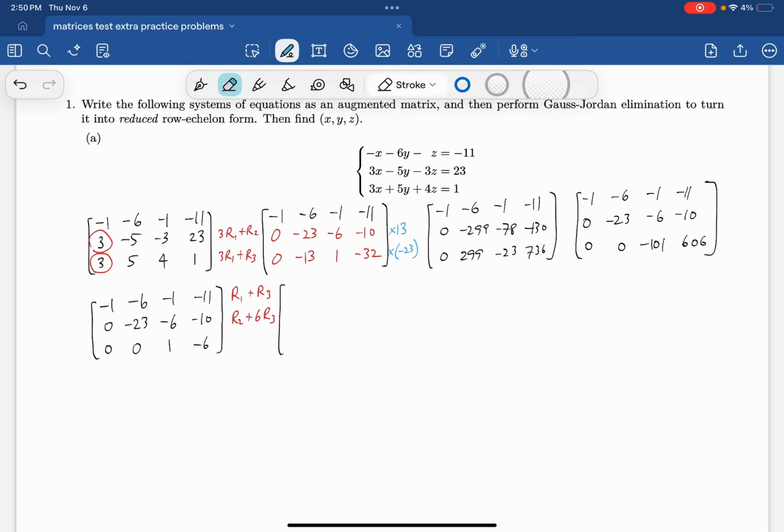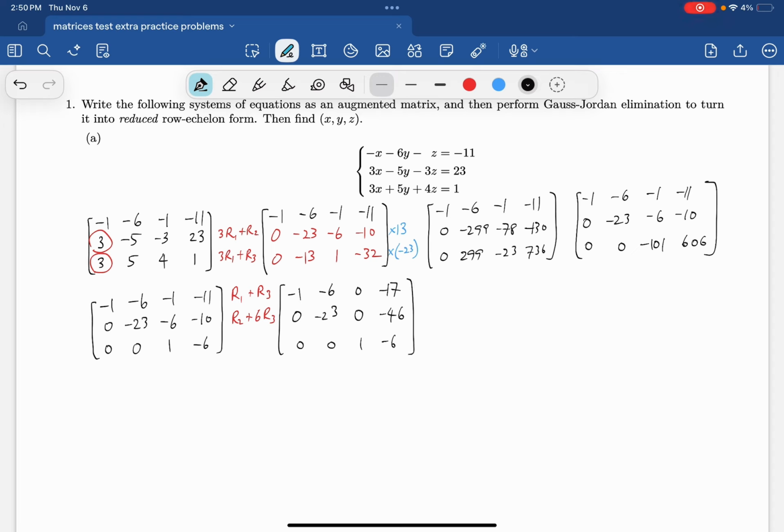So what are we going to be left with? R1 plus R3 is the first step. We're going to be left with minus 1, minus 6, and then negative 1 plus 1 is 0, as desired. And the final number is going to be negative 17. Then this one becomes negative 23, and then R2 plus 6R3, right? So this is going to be a 0. And then negative 10 minus 36 is negative 46. Okay?